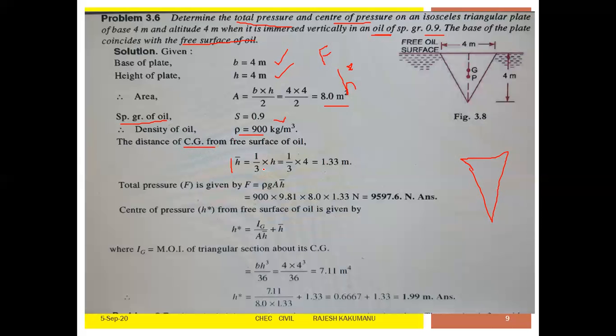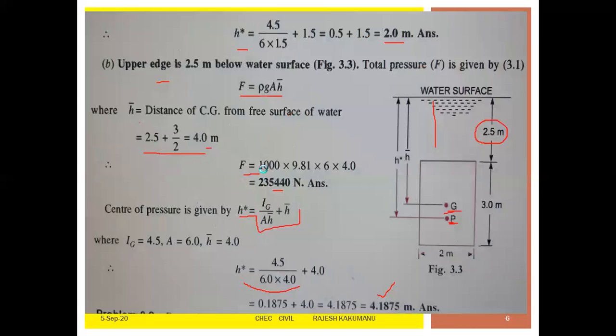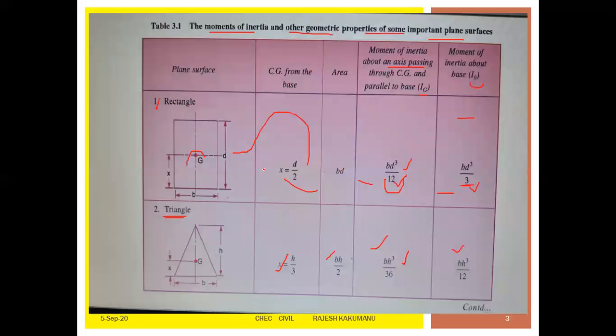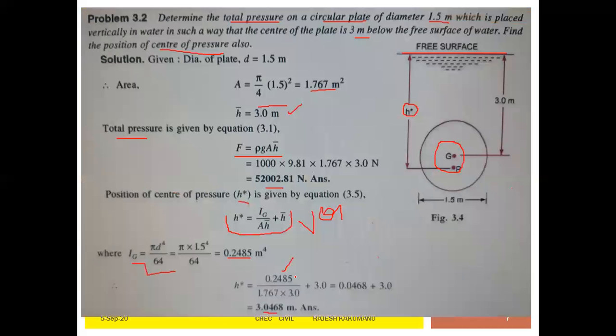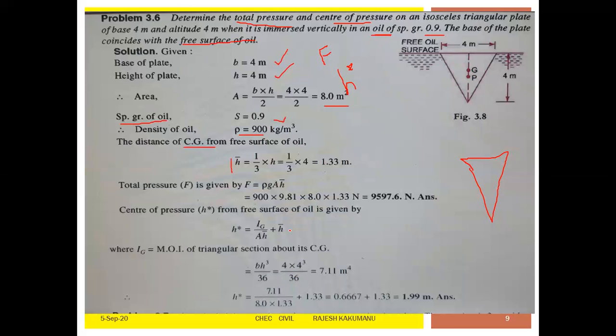How did this come? It is in the table. See here. He has taken this, CG from the base. The CG from the base is H by 3, that is equal to 4 by 3, 1.33 meters. Now the pressure, same. F is equal to rho into g into A into H bar. Now substituting in that, we are getting the answer.